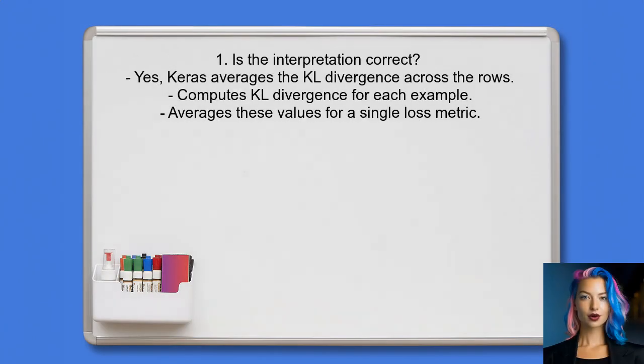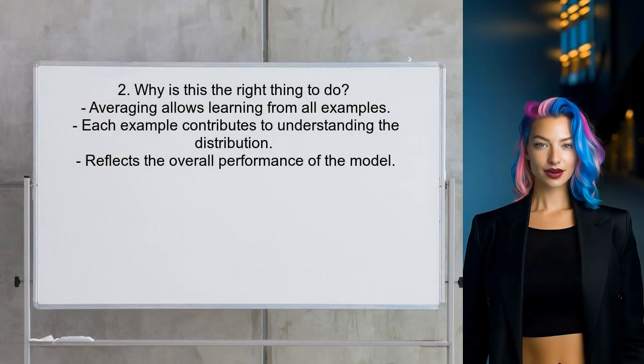To address the user's first question, yes, the interpretation of Keras averaging the KL divergence across the rows is correct. Keras computes the KL divergence for each example and then averages these values to provide a single loss metric. Now, regarding why this is the right approach, averaging the KL divergence is appropriate because it allows the model to learn from all examples in the dataset. Each example contributes to the overall understanding of the distribution.